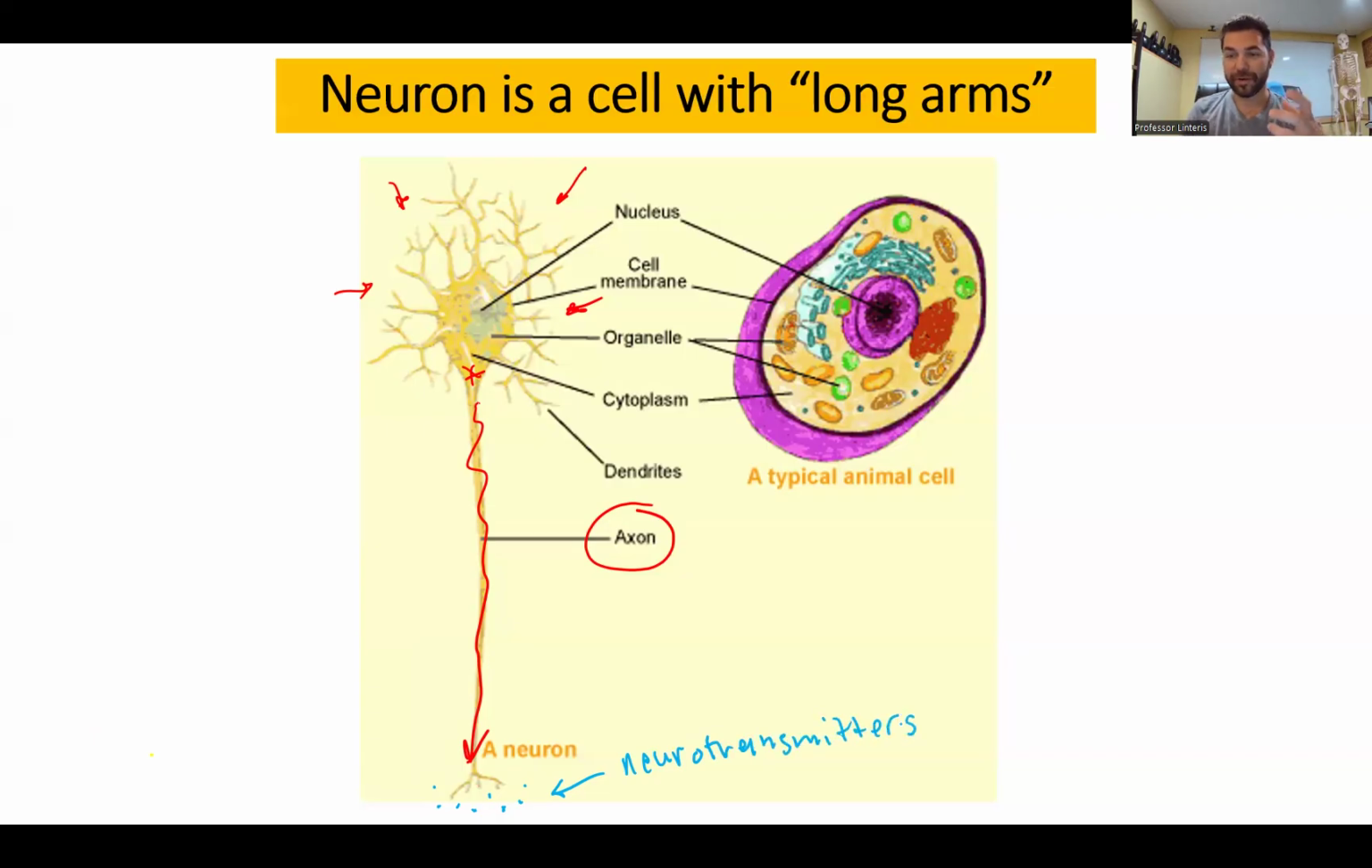And neurotransmitters are chemicals released from the end of the synaptic knobs, if you will, of a neuron, and they will communicate with another neuron. And then neurons talk to neurons, which talk to neurons, which talk to neurons. And that's how the nervous system works.